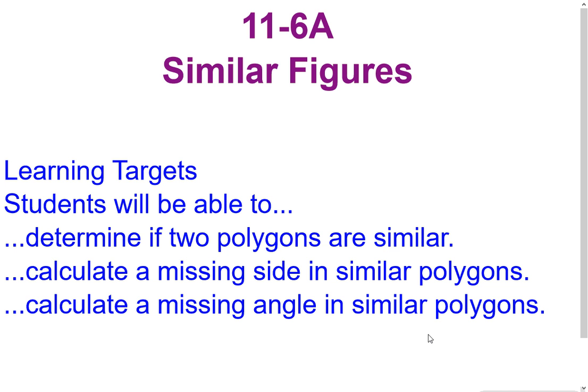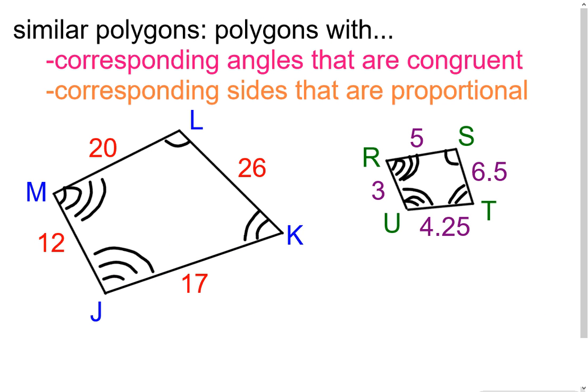In this lesson, we're going to learn about similar figures. At the end of this video, we'll be able to determine if two polygons are similar, calculate a missing side length, and calculate a missing angle measure in similar polygons. So before we get there, we have to learn what similar polygons actually are.